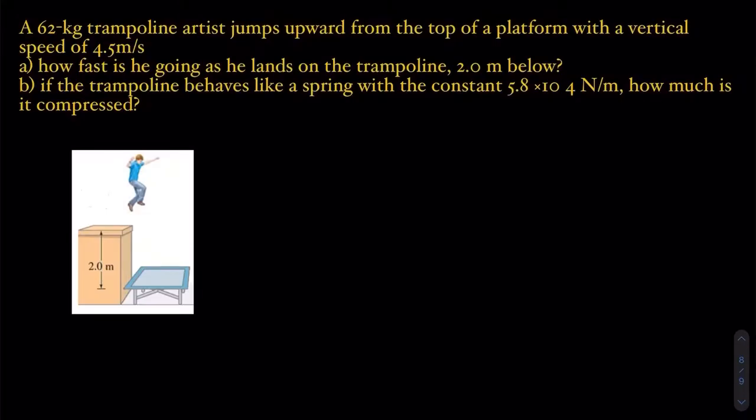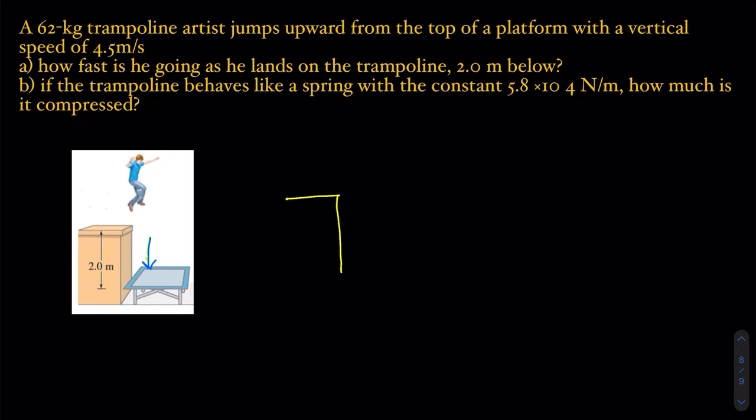All right, in this problem, a trampoline artist jumps upward vertically from the top of the platform with a vertical speed of 4.5 meters per second, and we are supposed to calculate the speed of this person when he lands on the trampoline. So in this case, we use a model.